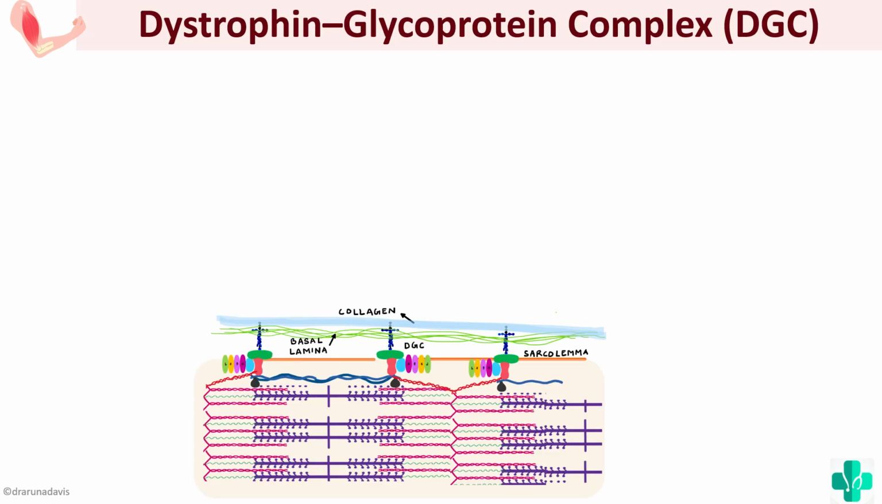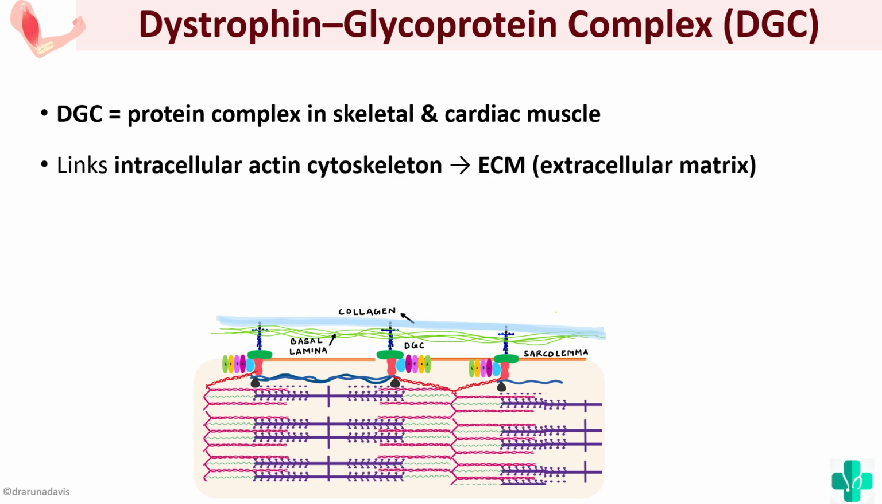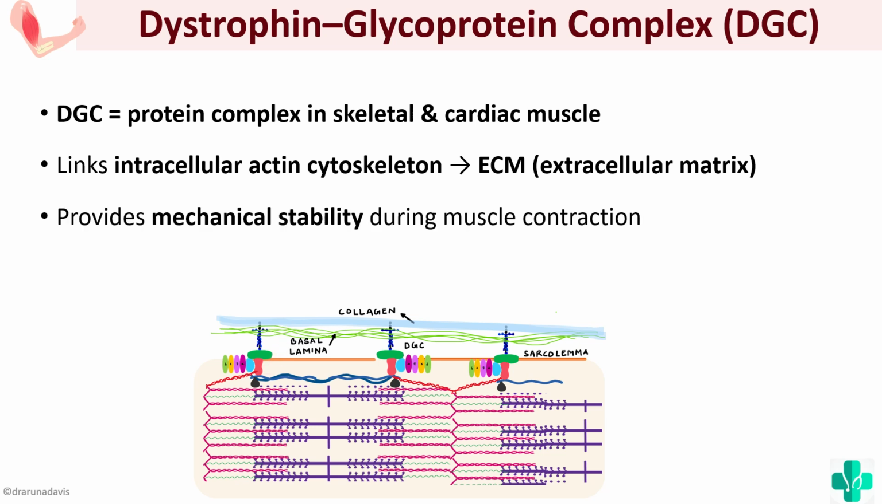So dystrophin glycoprotein complex is a protein complex which is present in the skeletal and the cardiac muscle. And its main function is to link the intracellular actin to the extracellular matrix so that it can provide the mechanical stability which is required during muscle contraction. And it is also involved in signal transduction. So I'll explain the structure first.